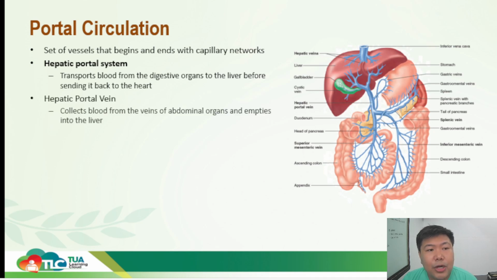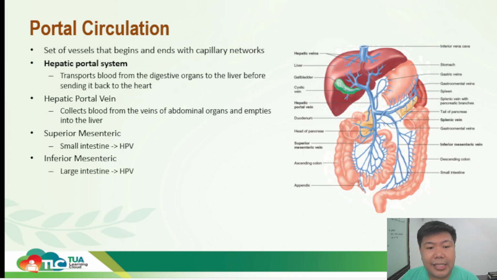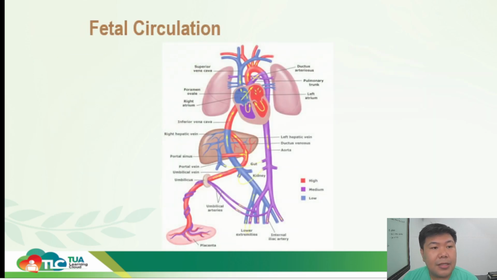So the hepatic portal vein is the one that collects all this blood from the abdominal organs. The superior mesenteric gathers blood from the small intestine going towards the hepatic portal vein. Same with the inferior mesenteric, which gathers blood from your large intestine. Your splenic vein, which gathers blood from the spleen. The gastroepiploic vein, which gathers blood from the stomach. And that's it. Lastly, for fetal circulation, this is quite confusing if you will not listen properly.